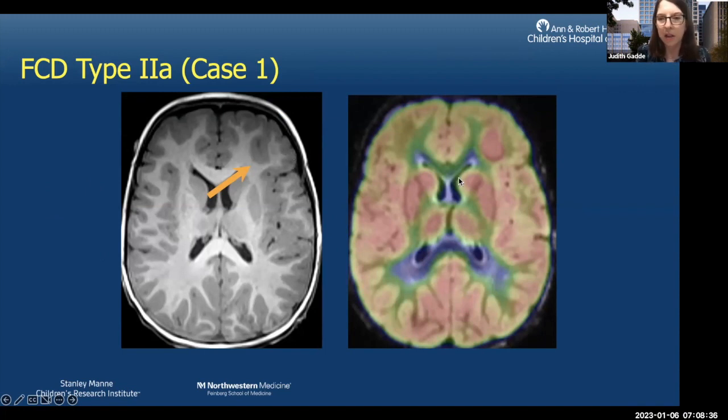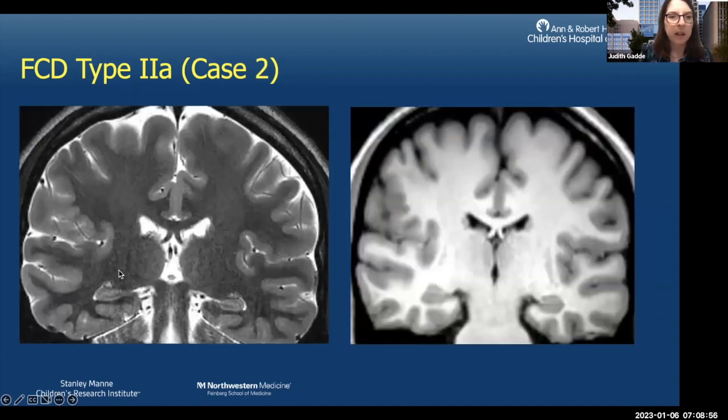And then even that cortex, the gray matter in this gyrus is thickened compared to the cortex in the other regions. And then on the PET MRI, I believe this was an ictal PET MRI. So we're looking for areas of hypermetabolism, and we can see corresponding activity here, FDG activity in that left frontal lobe in that gyrus.